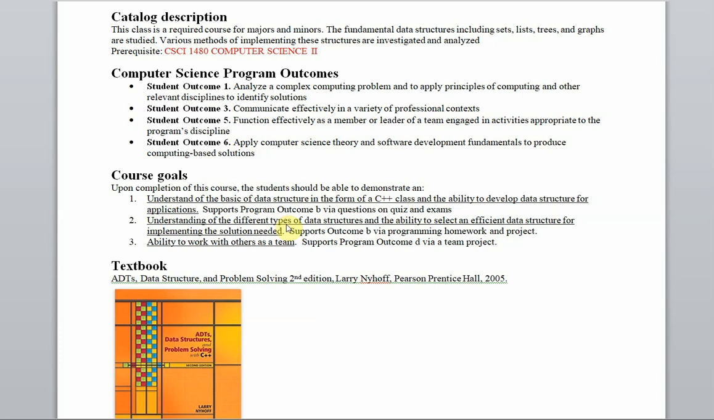In computer science, there are usually thousands of different solutions that you can use to solve one problem. However, some of them are better than others, and we want to learn the capability of identifying what is a good solution and why it is a better method to be implemented. Finally, you need to work as a team to work well in this class.